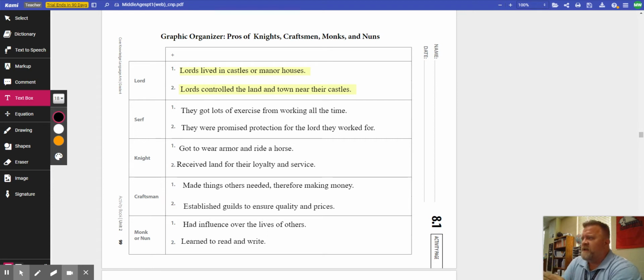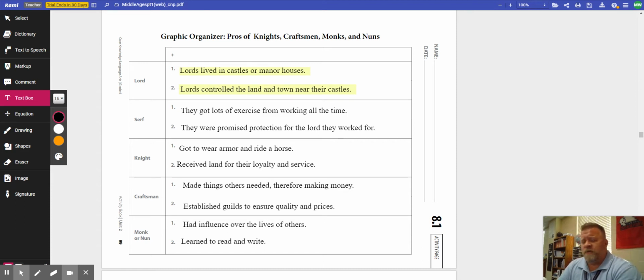Now, it's the graphic organizer where we wrote the pros of the knights, craftsmen, monks, and nuns. Notice I have mine filled out, but I highlighted my Lord one. And I'm going to show you how I'm going to take these pros and turn them into notes or sentences that I can use in my persuasive paragraph on my graphic organizer 10.3, which is going to be extremely helpful when I start my persuasive paragraph.